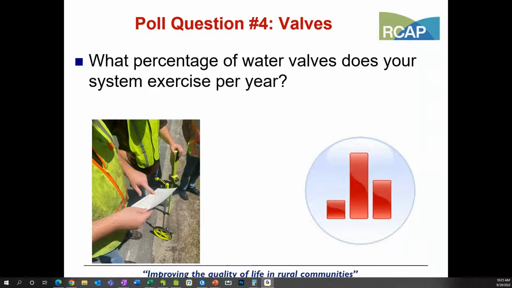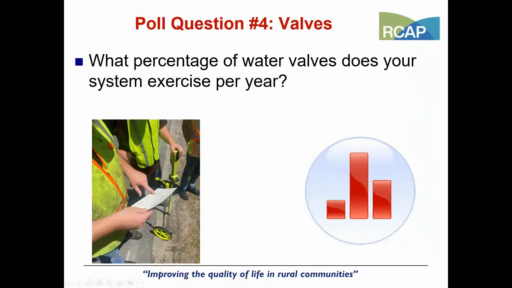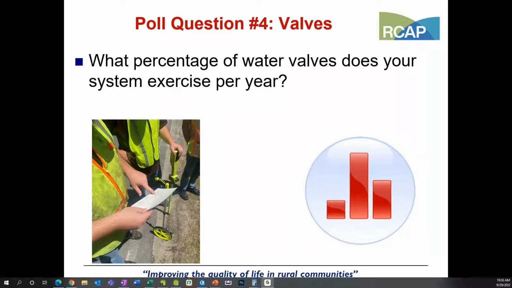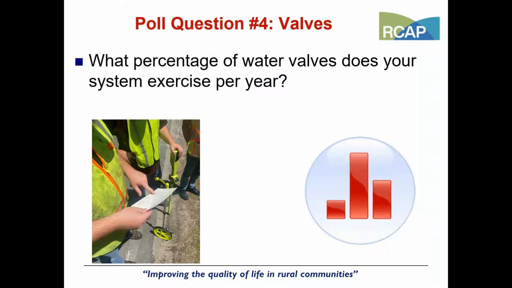So you've got 41% exercise 0 to 25%. 9% said not applicable. A couple are in the range of 26 to 50 and 51 to 75, collectively 14%. And most people are exercising between 76 and 100% of their valves per year. It's good information.